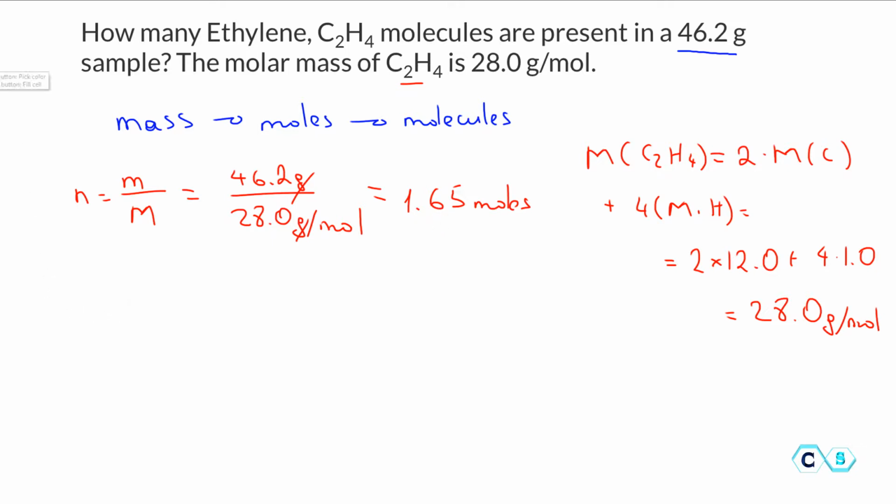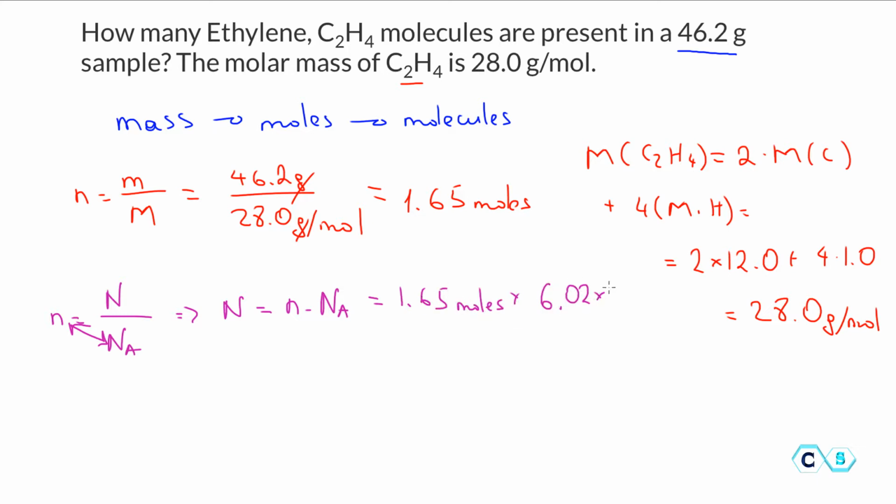Second, how are we going to convert the moles to the number of molecules? We can still use this formula. One of the formulas was this: the moles are equal to the number of particles, so the number of molecules in this case, divided by Avogadro's number. This means that in order to find the number of molecules we need to multiply, so this is cross multiplying. Moles times Avogadro's number, this is equal to 1.65 moles times 6.02 times 10 to the 23rd. This is Avogadro's number, which is equal to 9.933 times 10 to the 23rd molecules of ethylene.